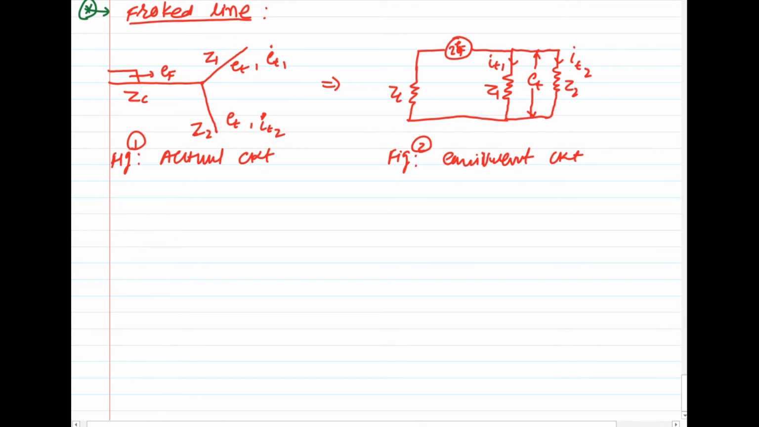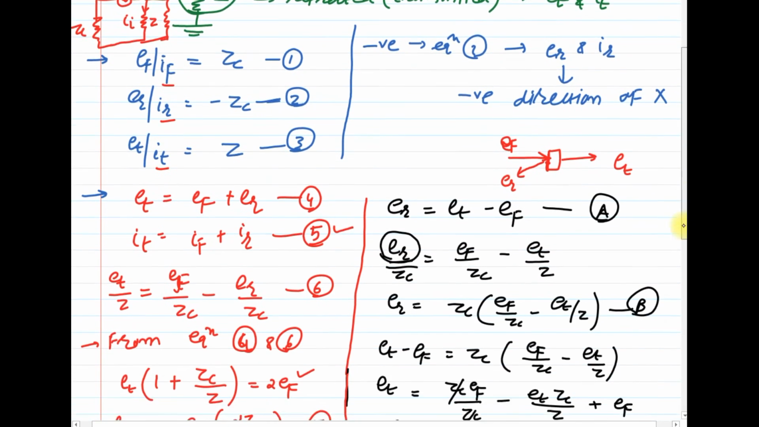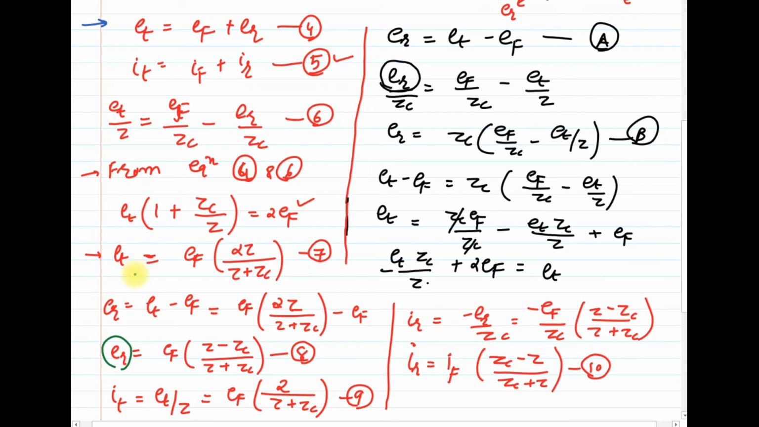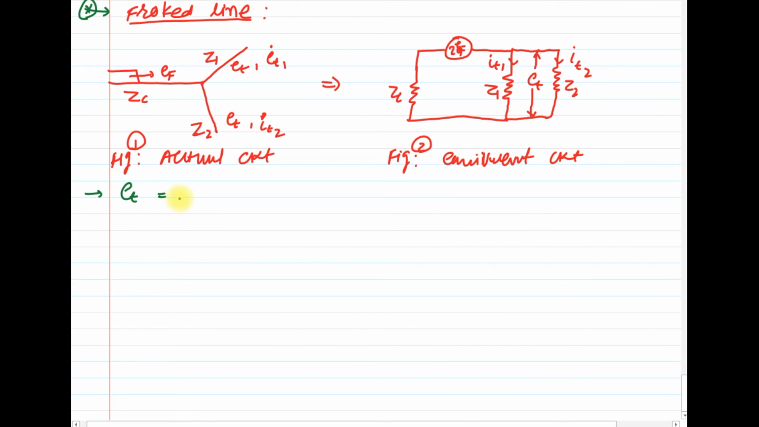So the final answer I can write for ET: remember, previously, equation number 7, ET is equal to EF into 2Z divided by Z plus ZC. But now here, instead of EF, we have the two sources, which is 2EF, as there are two transmission lines.